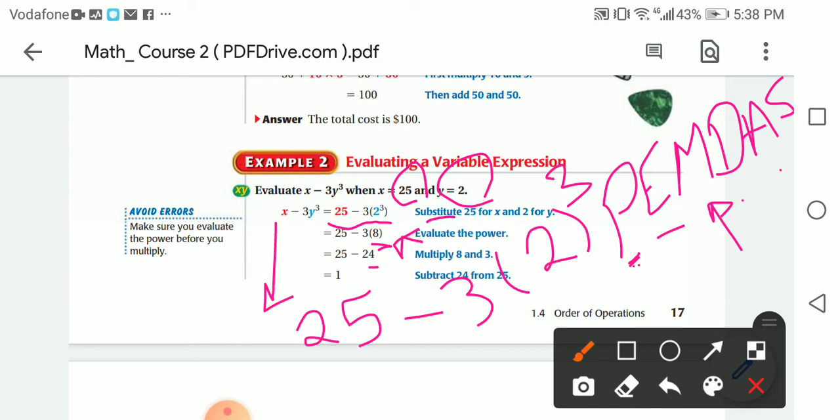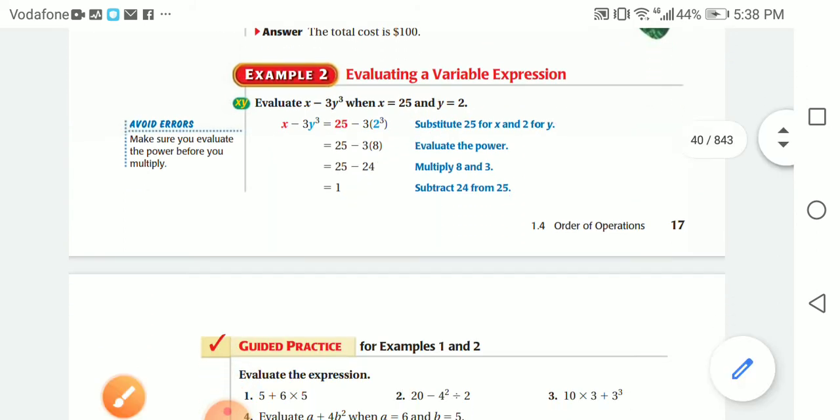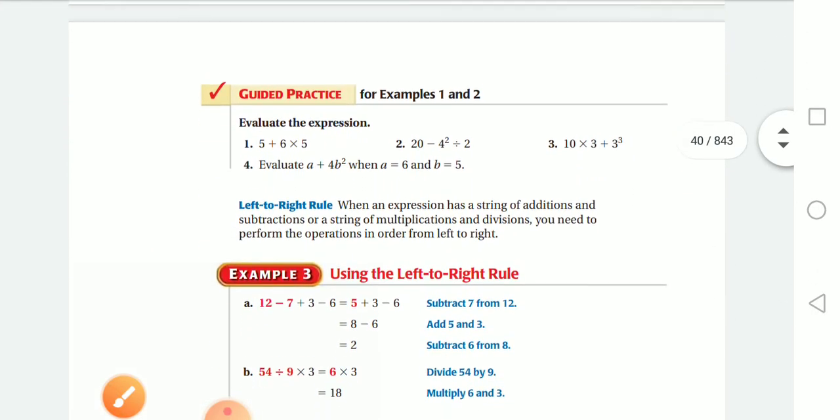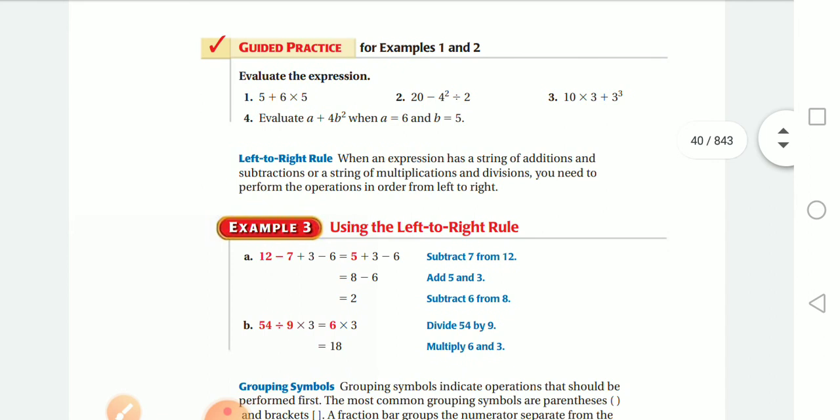I don't have division to solve here. Addition, I don't have addition to solve here. Subtraction, so I have subtraction here. So subtract 24 from 25, it will give you 1. It's very easy, interesting, right? Okay, I have here practice, evaluate the expression.